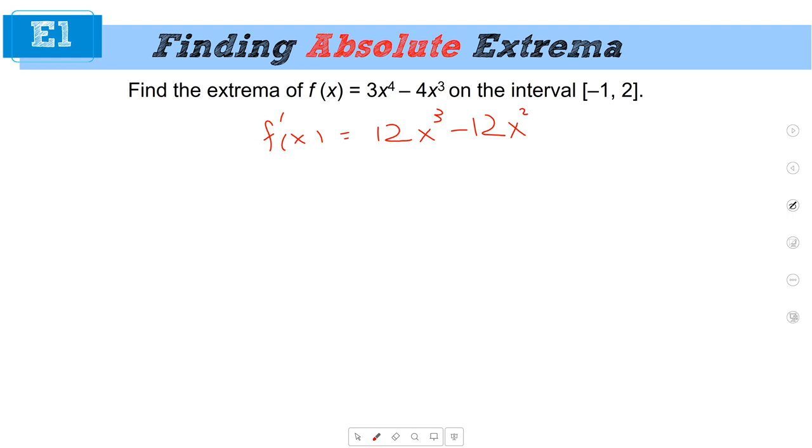Where are the critical numbers? Zero and one. Can somebody confirm? Zero and one? Tell me how you did that, please. I did the hard part for you. What'd you do then? I factored out x squared times 12 times x. Say that again? Well, I set it to zero. Oh, there we go. I knew you'd get there eventually.